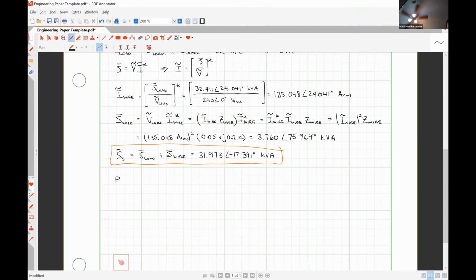So the power factor at which my source is operating is simply going to be the cosine of that angle, negative 17.391 degrees, which I get to be 0.95 leading.